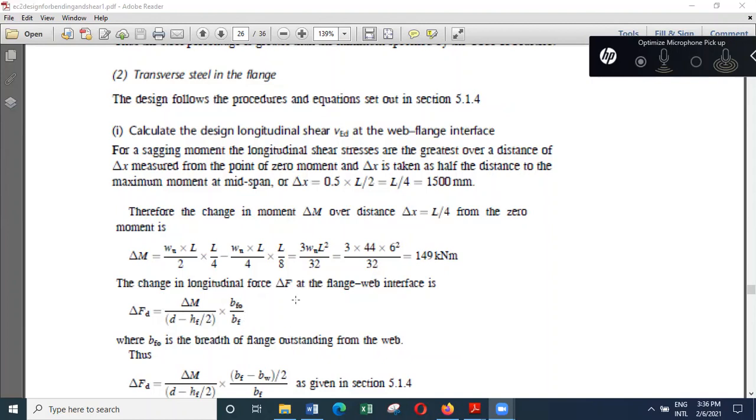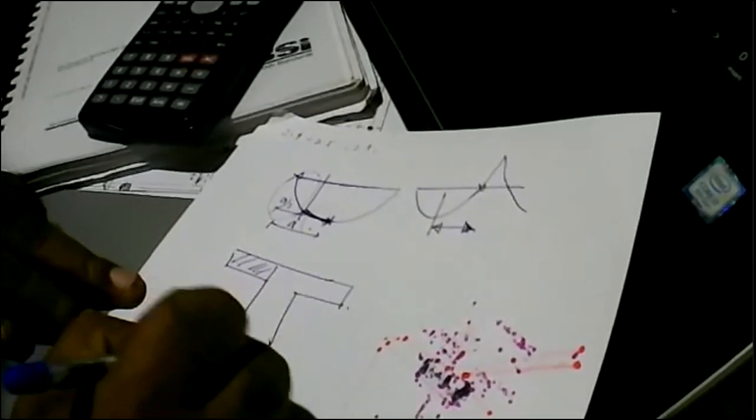So basically what you have to do is, we have a flanged beam and we have to find this portion, this b_w, this b_f, and that is (b_f minus b_w) divided by 2. So that is the width.